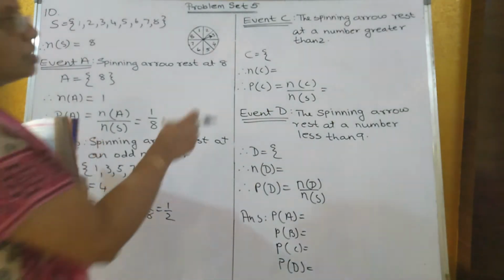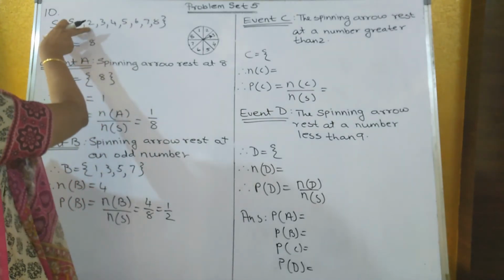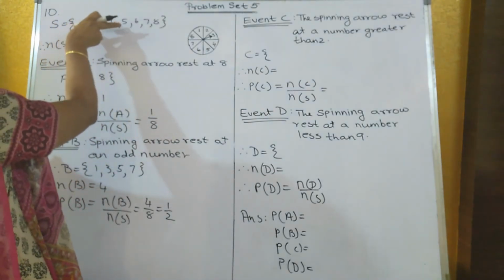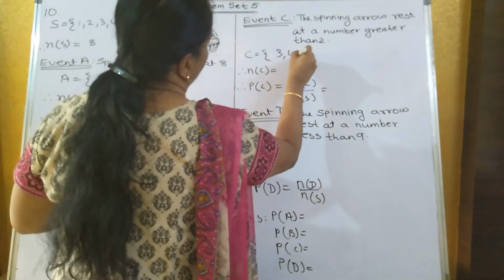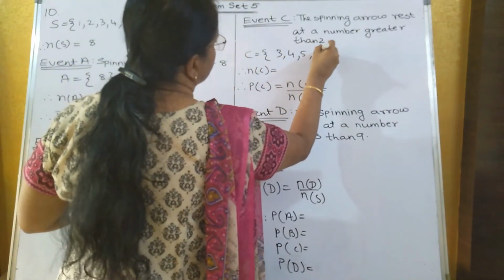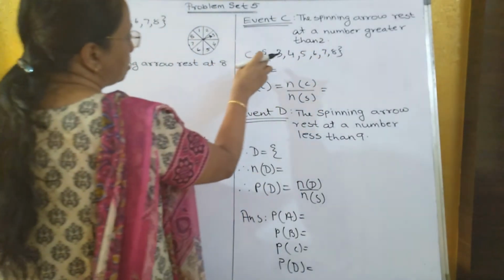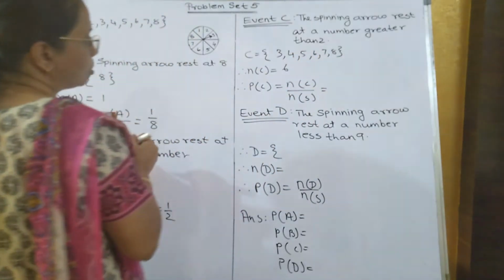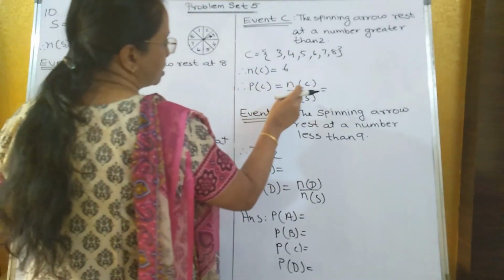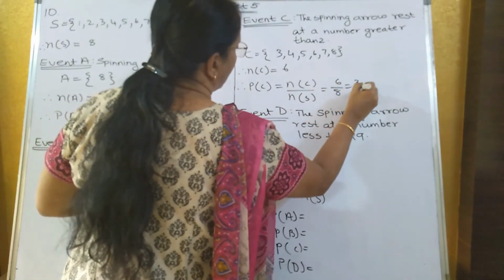Event C, the spinning arrow rests at a number greater than 2. So greater than 2, which numbers are there? 3, 4, 5, 6, 7, 8. So these are the numbers which are greater than 2. How many elements are there? 1, 2, 3, 4, 5, 6. So NC is equal to 6. So PC is equal to NC upon NS, that is 6 upon 8. That's equal to 3 upon 4.